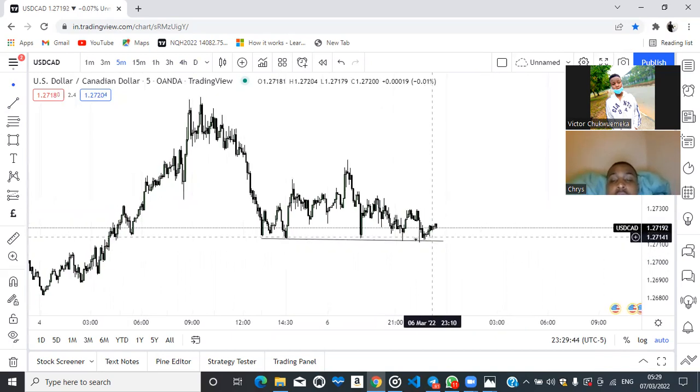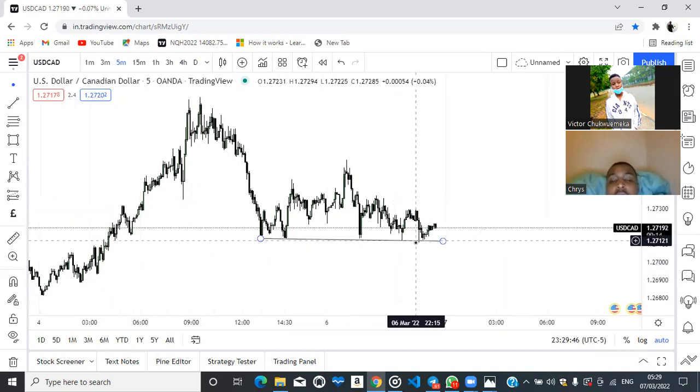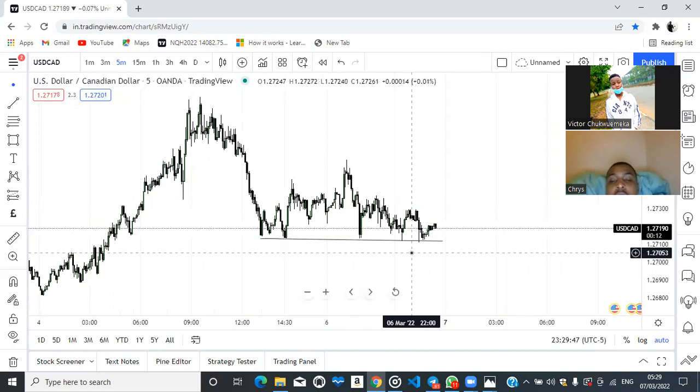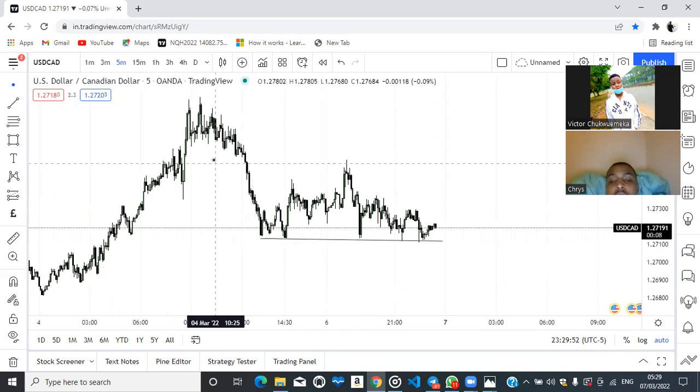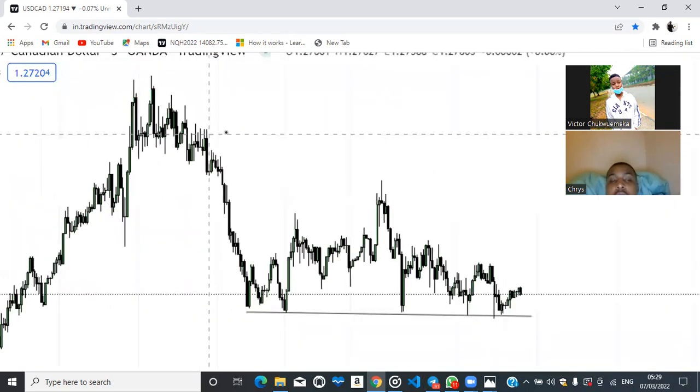This is a liquidity area. A lot of people took a buy and they have their stop loss below. So what price will do is just go to take their stop losses. So now let's talk about this, how price moves.